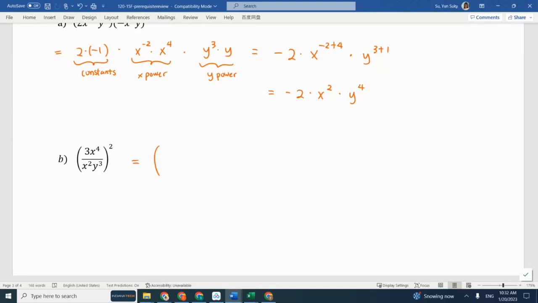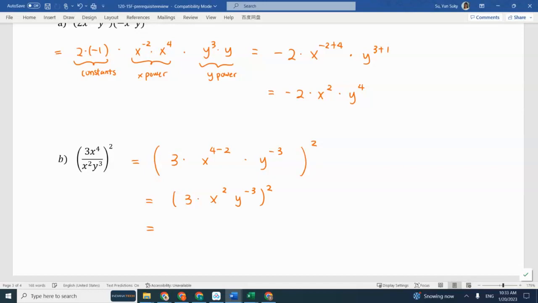Okay. Constant: 3. X power: 4 minus 2. Yes, everybody? If it's in the numerator, the 4. If it's in the denominator, we subtract the exponents. Right, everybody? How about the y? Yeah, -3. Very good. Okay, let's do it slowly, step by step. 4 minus 2 is 2. And y to the -3.